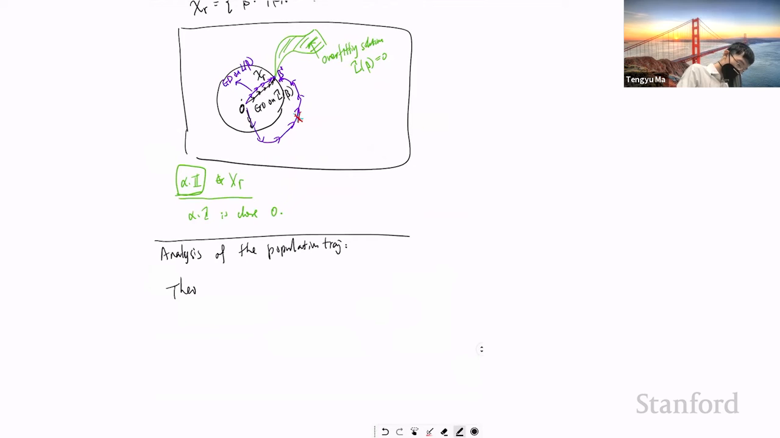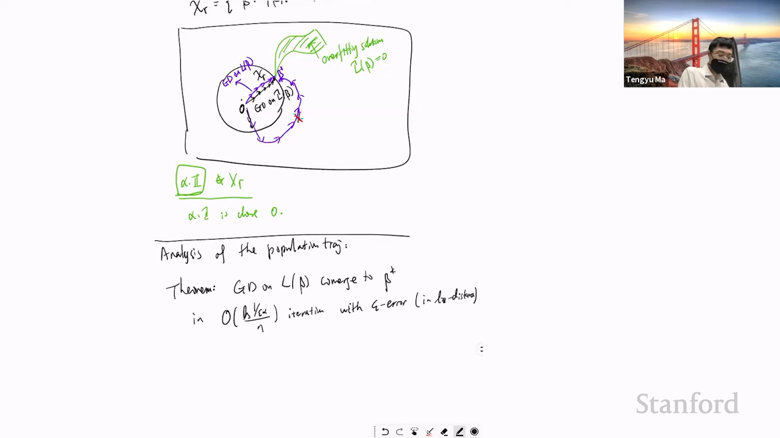Let me state the theorem formally, but I think you expect what the theorem is saying, right? GD on the population loss will converge to beta star in order of log 1 over epsilon times alpha over eta iterations, with epsilon error in L2 distance. But I guess the formal theorem matters less than the proof.